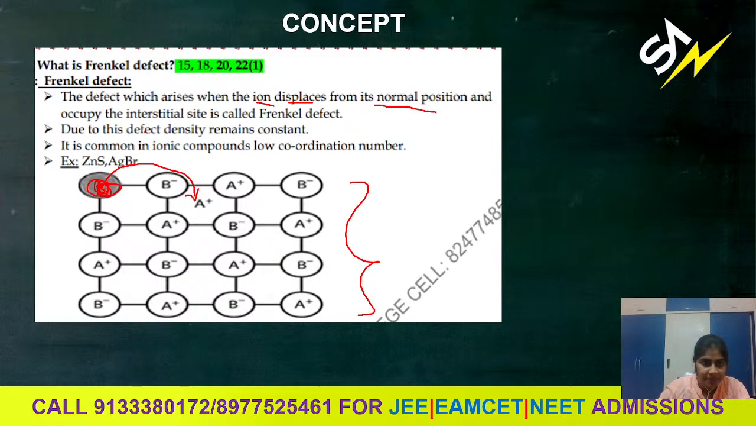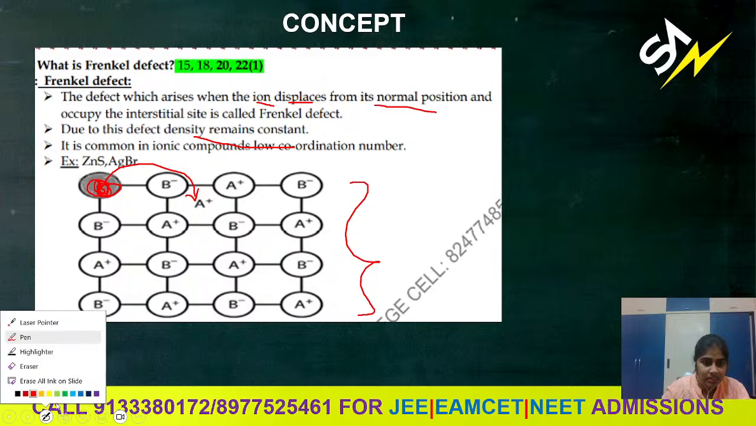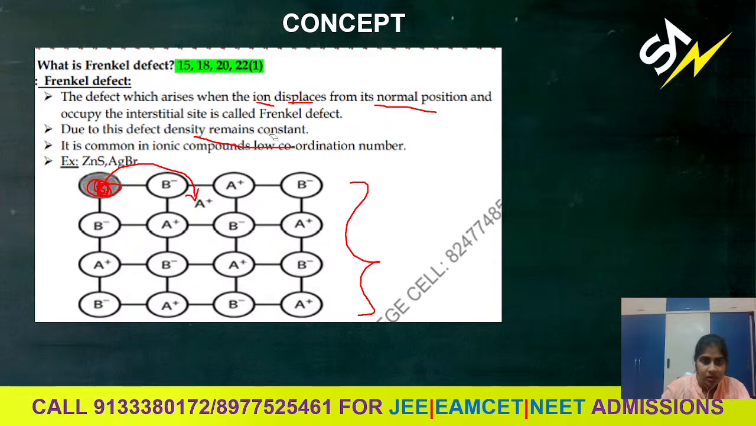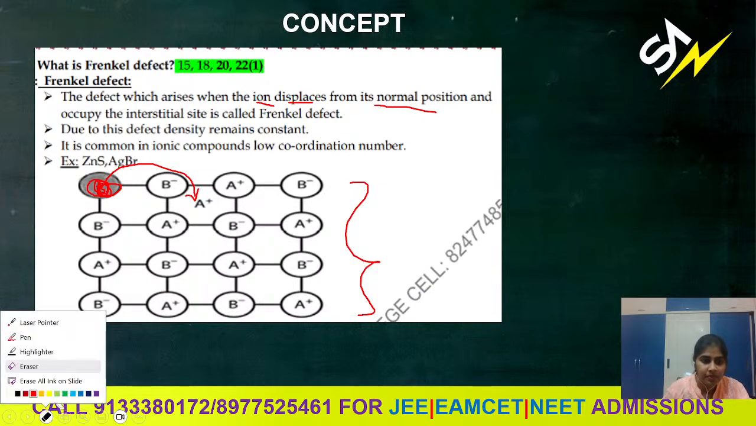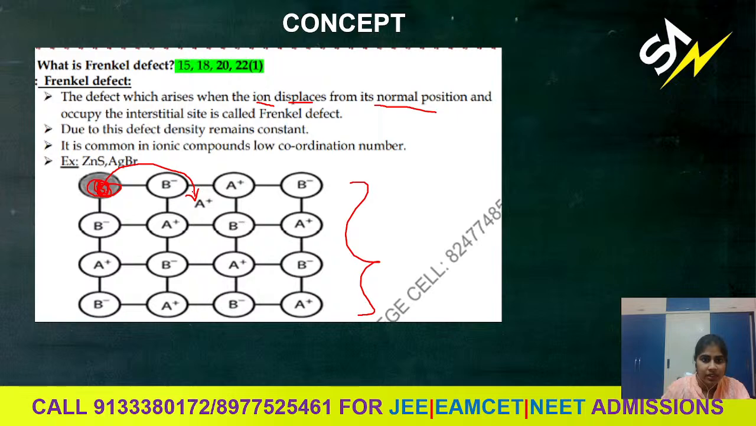What happens with this Frenkel defect? The density remains constant, and this type of defect is commonly seen in ionic compounds with low coordination number. For example, you can see this type of defect in zinc sulfide, ZnS, and silver bromide, AgBr. So these are two important defects of the solid state.